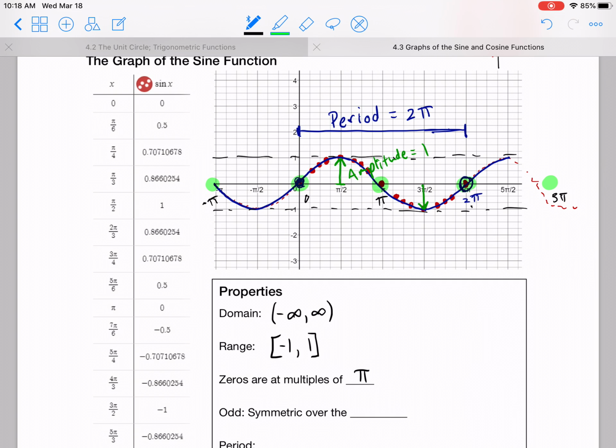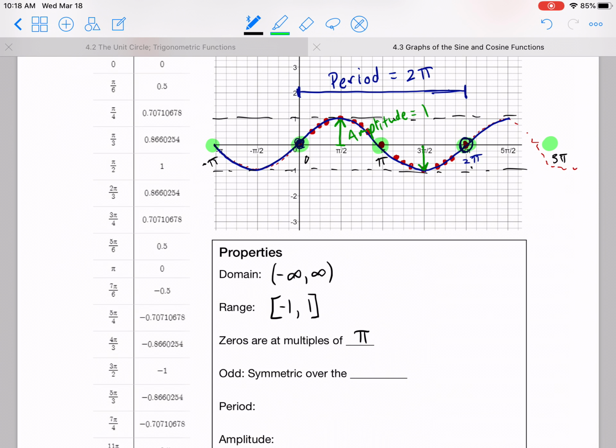This graph has an odd symmetry to it. It's an odd function in that it's symmetric over the origin. And when we say it's odd, what we mean is sine of negative x equals negative sine of x, right?